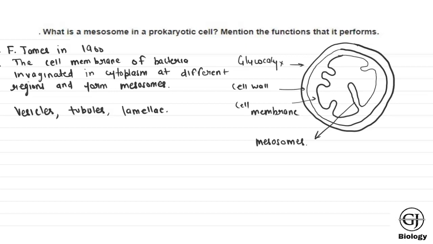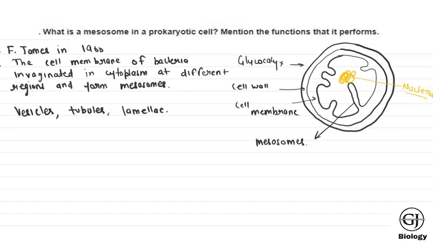Another thing that is present inside the cytoplasm of a prokaryotic cell is its nucleoid, which is the genetic material of the prokaryotic cell. It is made up of generally circular DNA. So these mesosomes may connect with this nucleoid or may not connect with this nucleoid.